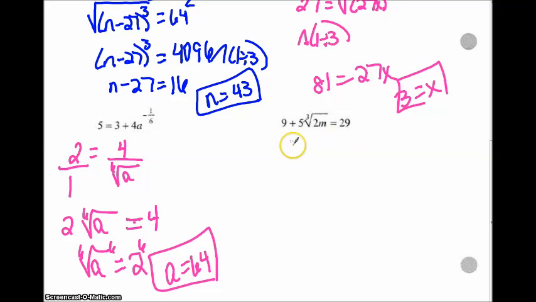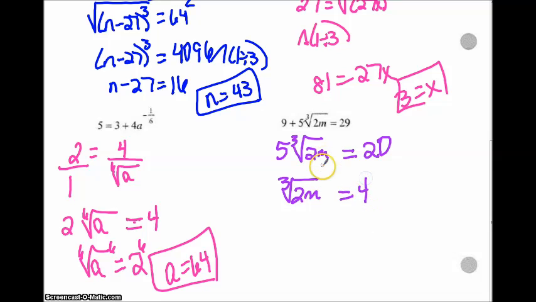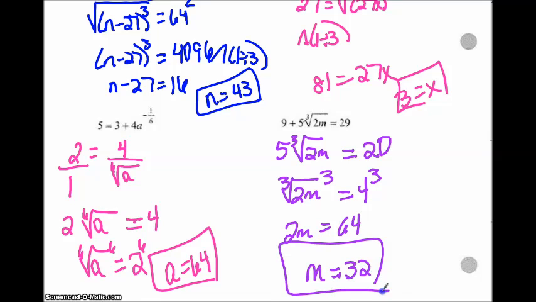I would move my 9. So 5 times the cubed root of 2m is equal to 20. I would divide by 5. Cubed root of 2m is equal to 4. Cube both sides. 2m is equal to 4 to the 3rd, which is 64. Divide by 2, and m is equal to 32.